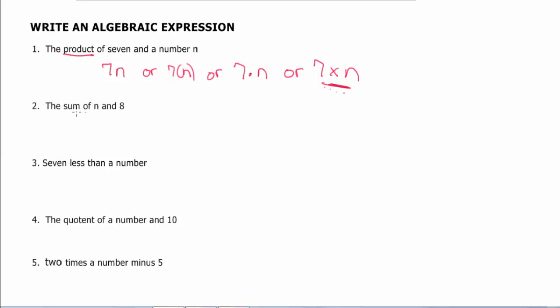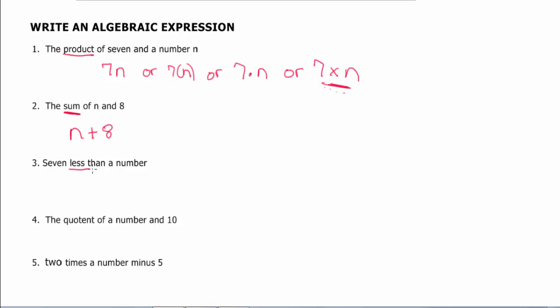The sum of n and 8. Sum is addition, so it's just n + 8. I will take 8 + n. It doesn't matter when you're adding and multiplying, but it does matter when you're subtracting and dividing. So we'll get to that.